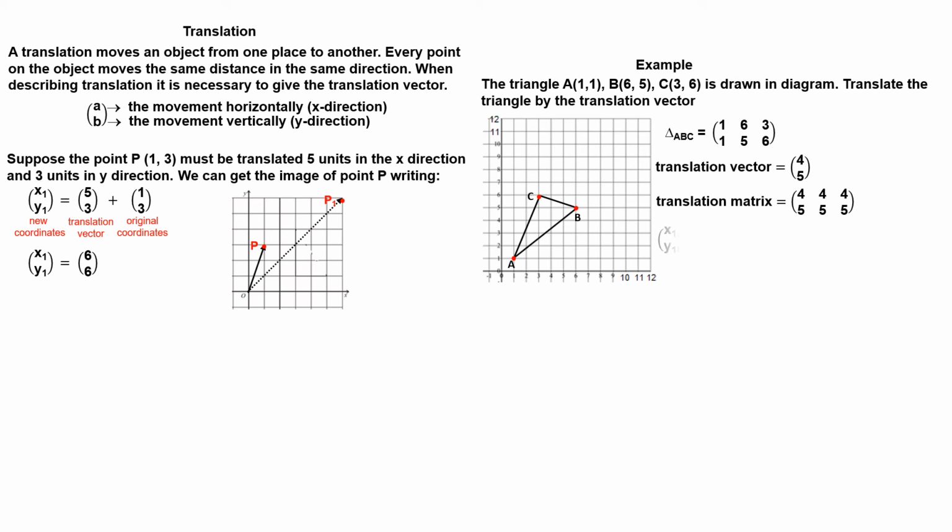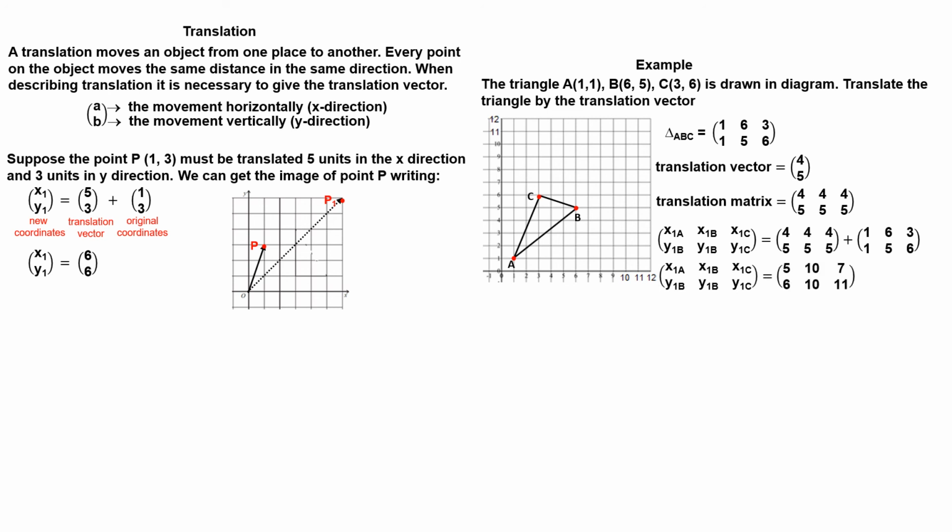We can get the image of triangle ABC by adding a translation matrix to the matrix that represents the coordinates of triangle ABC. The resulting matrix has the image coordinates of triangle ABC.